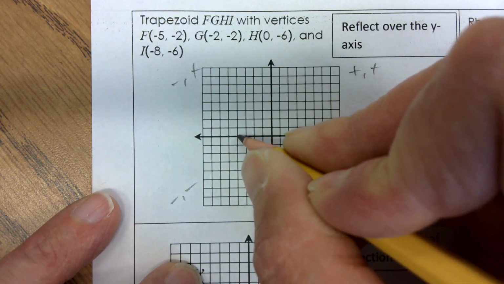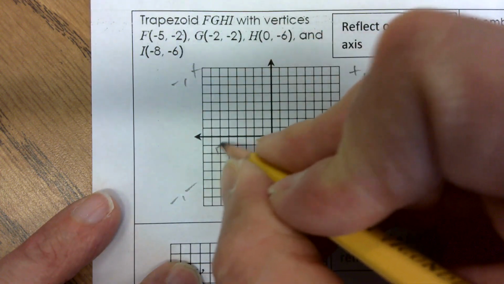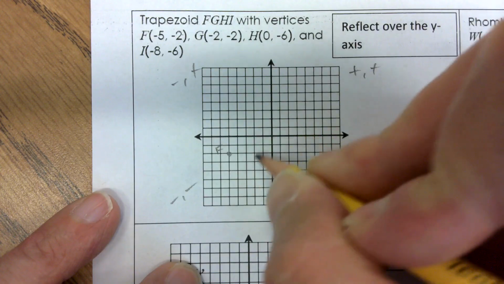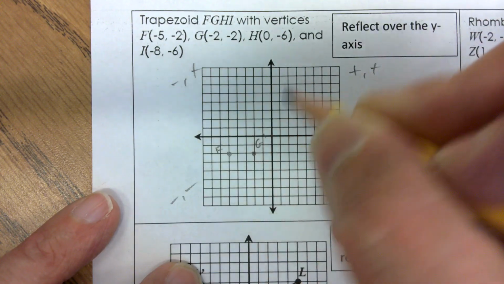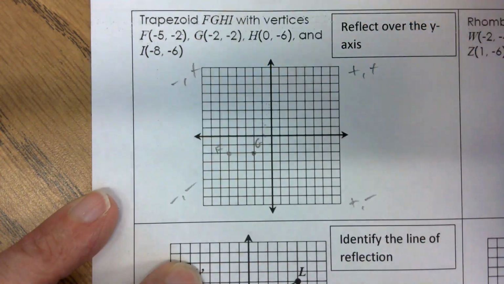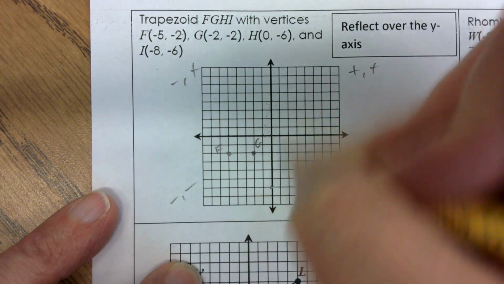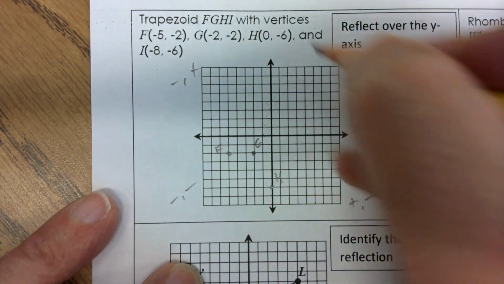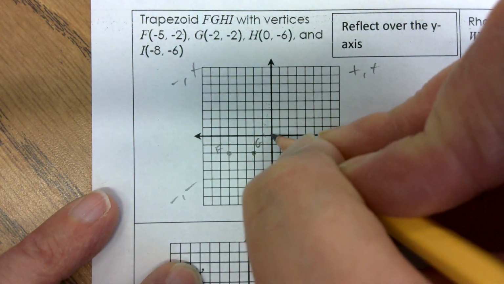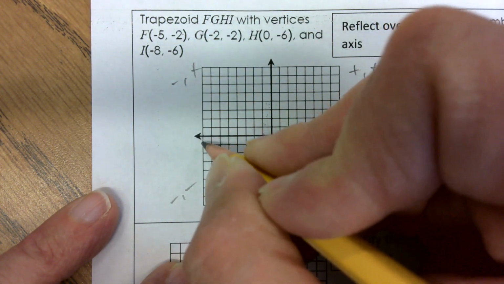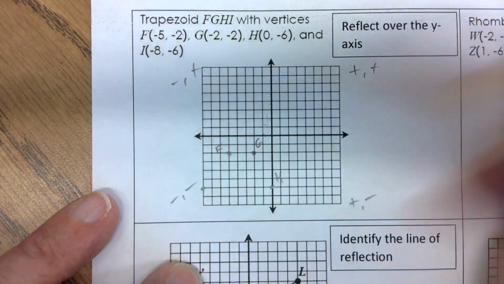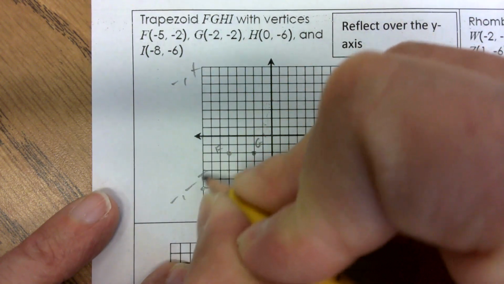1, 2, 3, 4, 5. There's F. And then -2, -2 is right here at G. No, not G prime, just G. H is 0, -6. 2, 4, 6. Stay on that center line, that y-axis, and then left 8 and down 6, so basically all the way to the end of the grid, and then 2, 4, 6. That's I right there.